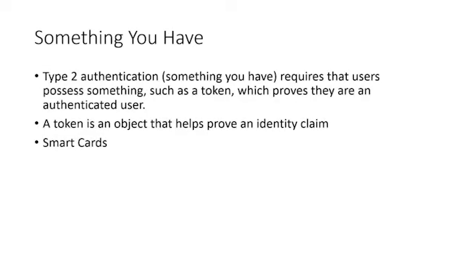Then we have type 2, something that you have. Type 2 authentication requires users to possess something that I can hold on to, right? I don't know it, but it's something I hold on to. That's going to prove our identity. That's going to give us authentication. Because if I have a username and that username goes with a particular token, then I'm good. Because I'm the only one supposed to have that token. And that's my username. They go together.